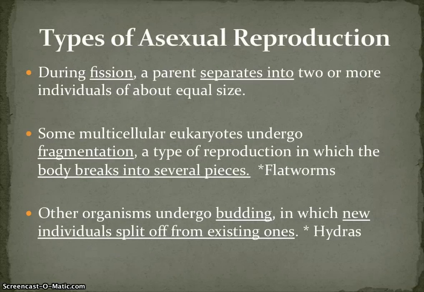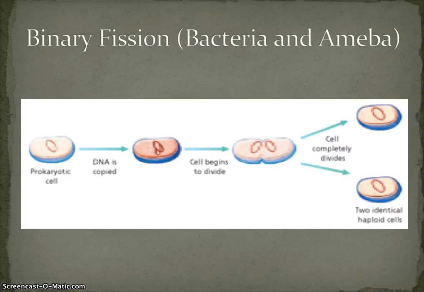Types of asexual reproduction we've talked about in class are binary fission, fragmentation, and budding. Let's take a really quick look over those. Press pause if you need to have some more time. Here's binary fission. This can be done in bacteria and amoeba. One cell gets copied into 2 identical cells.